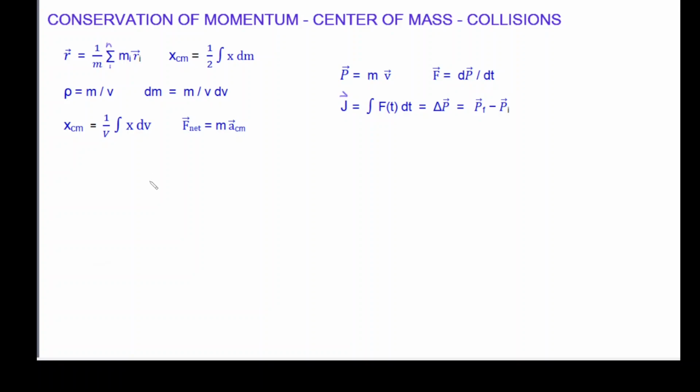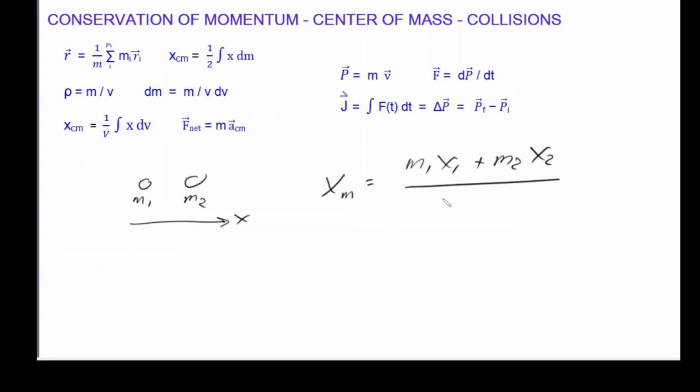So let's look at a two-particle system, mass 1 and mass 2. And this is our x-axis. If we want to determine the center of mass for these two particles, the center of mass would be equal to m1 x1 plus m2 x2 over m1 plus m2, which is the total mass of the system.